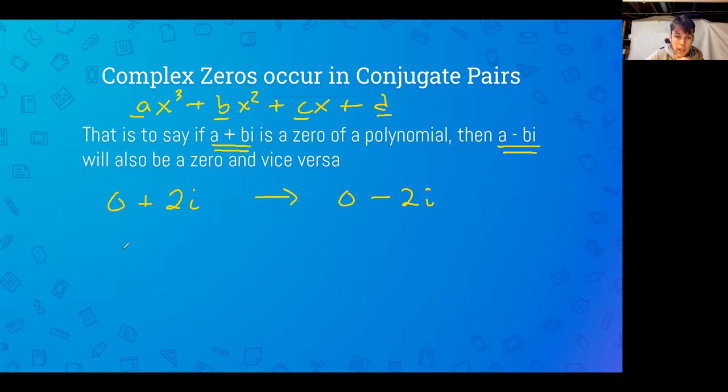Doesn't work the other way. If 1 is a root, that doesn't mean that negative 1 will also be a root, right? That's just crazy, right? Because this is 1 plus 0i. So that implies that 1 minus 0i is a root, but these are just the same number. They're just 1. So if 1 is a root, that means 1 is a root. So it doesn't work with purely real numbers, but it does work with imaginary numbers. So if we have a positive imaginary number, that means the negative imaginary number will also be a root, a 0.